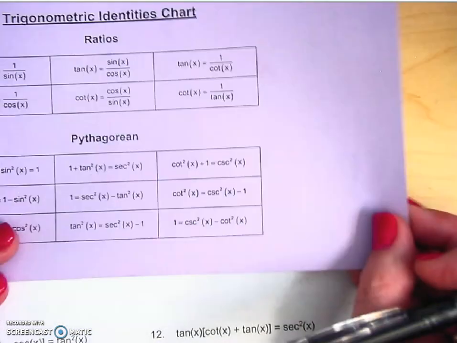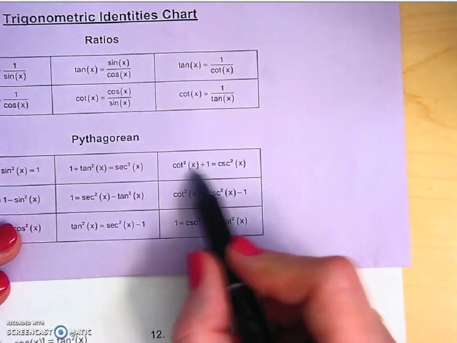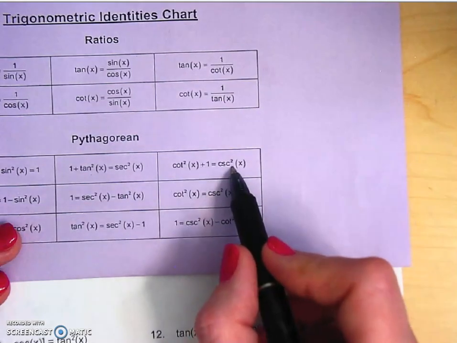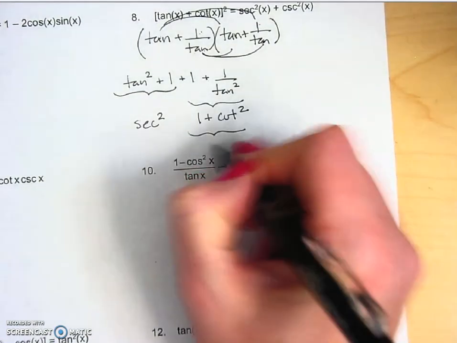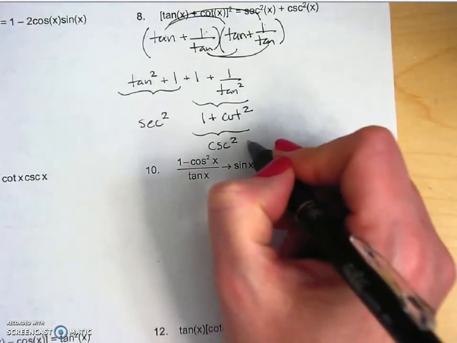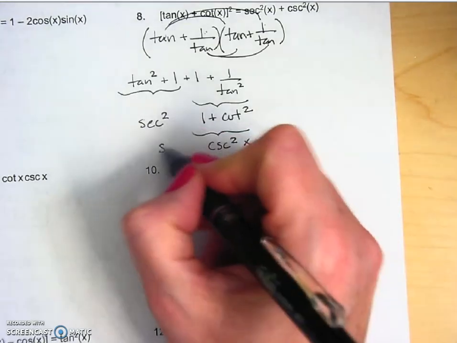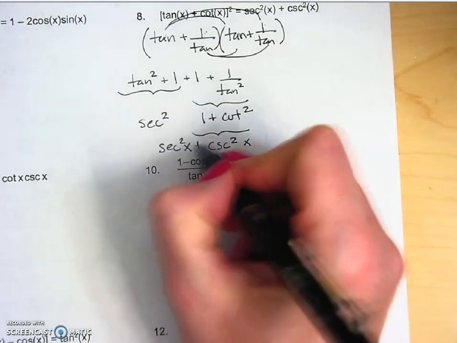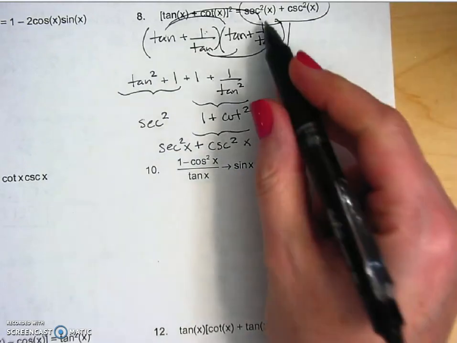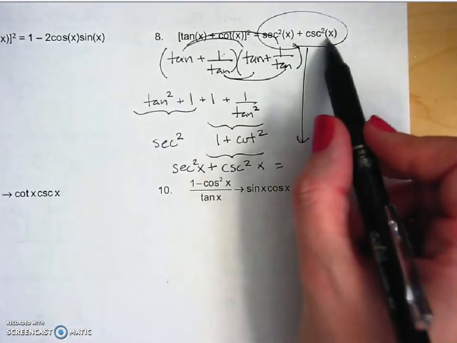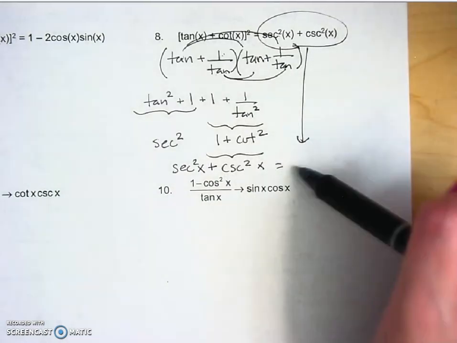And I have an identity for that. 1 plus cotan squared is equal to cosecant squared. So I'm going to replace those. Replace that with cosecant squared. And I have the secant squared from up front here, and that equals this right-hand side. I never even had to touch that right-hand side. And I just proved that they're equal.